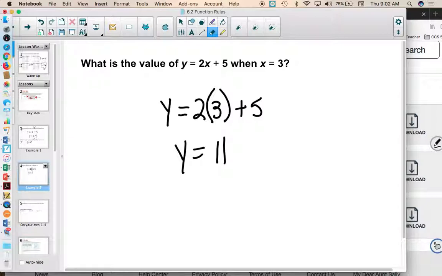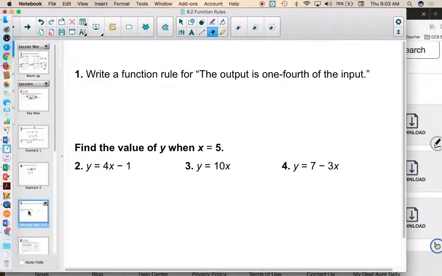Okay. Write a function rule for the output is 1/4 the input. Again, output y is 1/4. 1/4 what? She's switched pages. Come on, I'm not saying she's giving you information. Do you see where all I'm doing is putting in my letters and my symbols for the written word? That's all I'm doing.